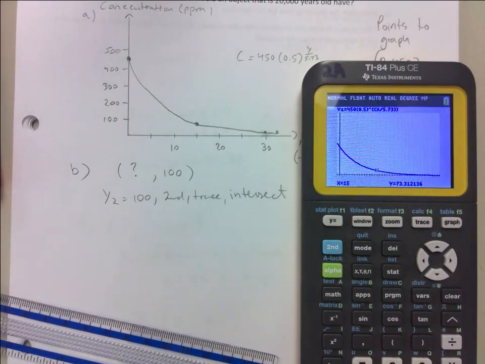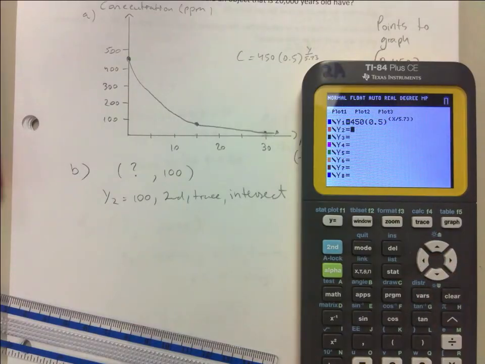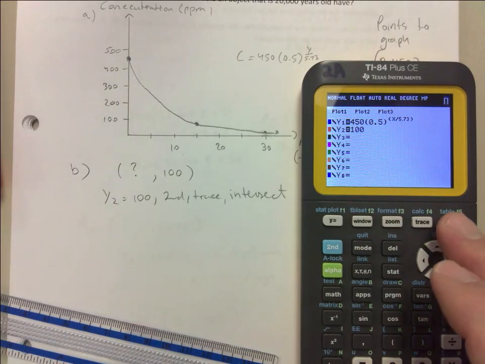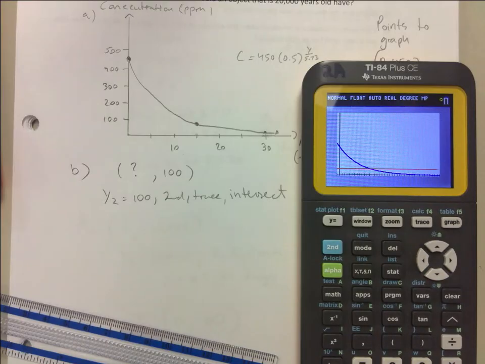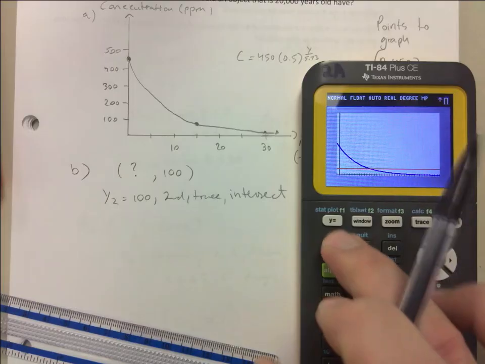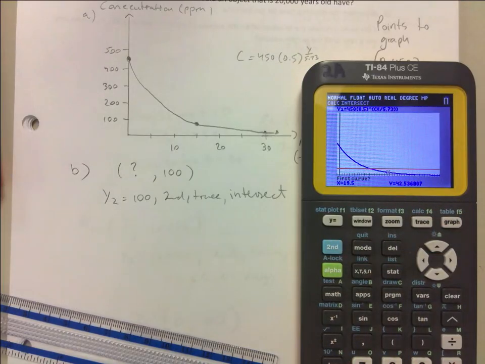So let's go and see if we can find it. This should not be a problem. I am fairly confident that my window will show this. Y2 is equal to 100. There it is. It's at that intersection where I'm going to find my answer. Second trace, intersect, enter, enter, enter.